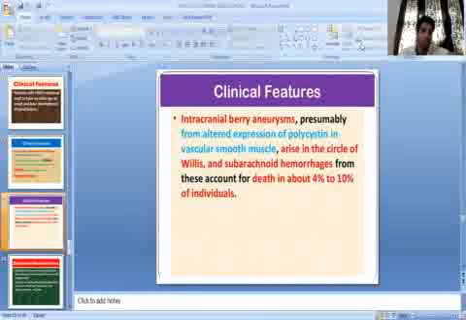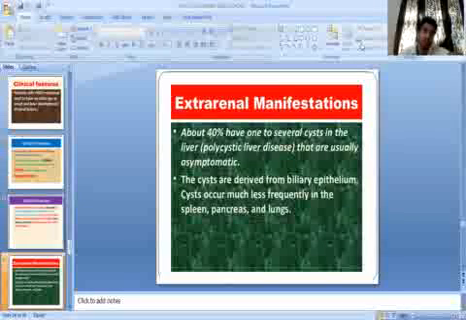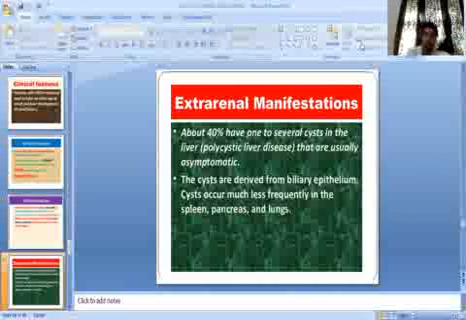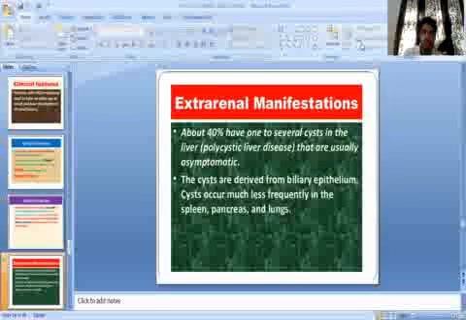Intracranial berry aneurysms, presumably from altered expression of polycystin in vascular smooth muscle, arise in the circle of Willis, and subarachnoid hemorrhage from these accounts for death in about 4% to 10% of individuals. Extrarenal manifestations: about 40% have one to several cysts in the liver. The cysts are derived from biliary epithelium. Cysts occur much less frequently in the spleen, pancreas, and lungs.